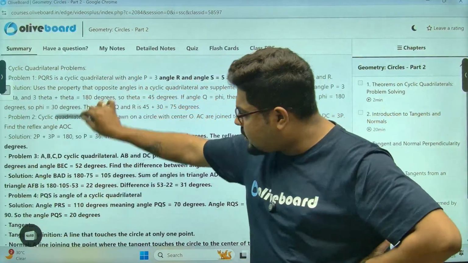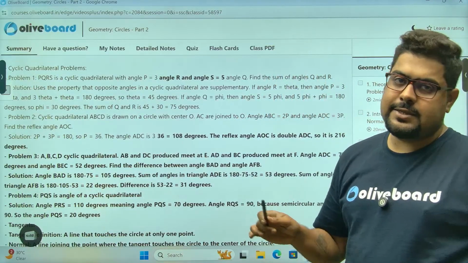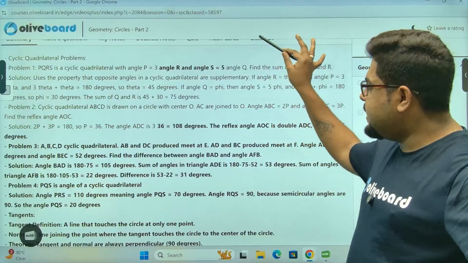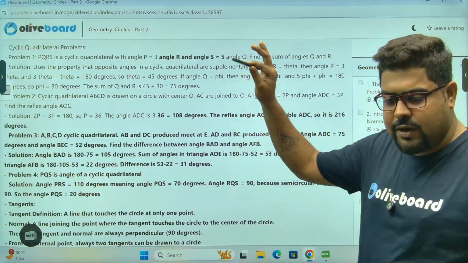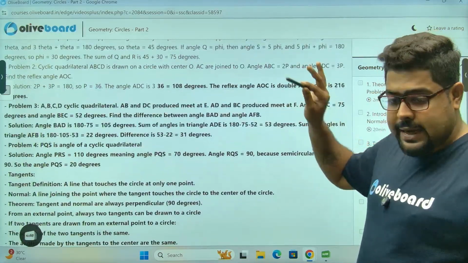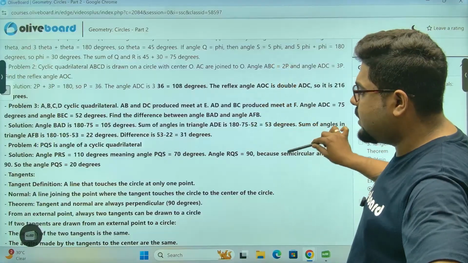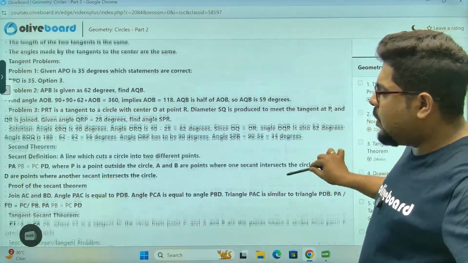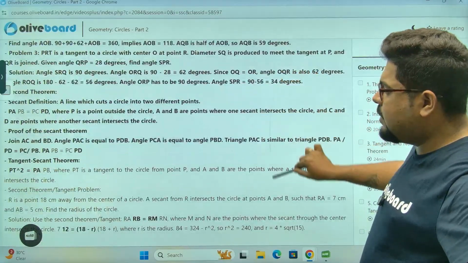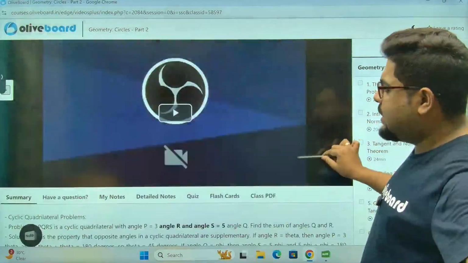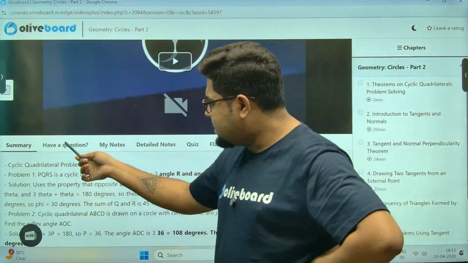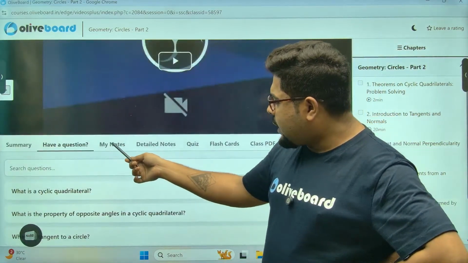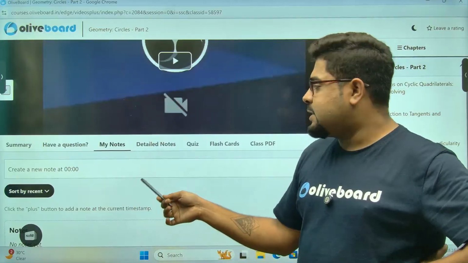First of all, it gives you a summary of the entire class. No person is doing this. This has been done completely by AI. You'll find this for each and every class, each and every subject. This is phenomenal. You see everything that has been done, problem 1, 2, everything you will find here. Not only that, if you have a question, you can search it from here. You can take your own notes and save your own notes here.